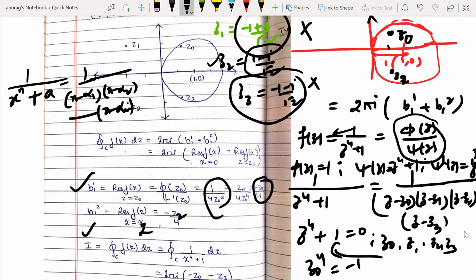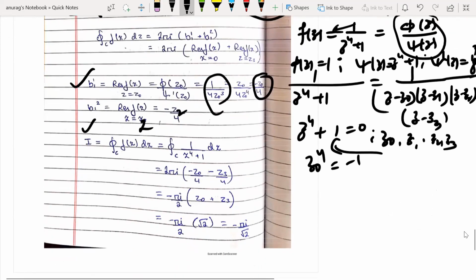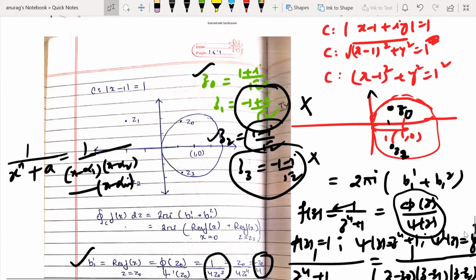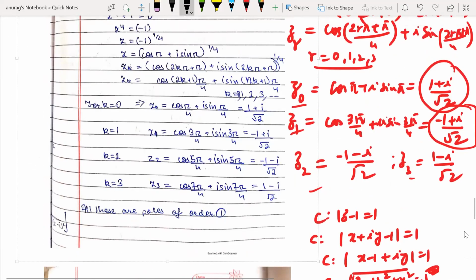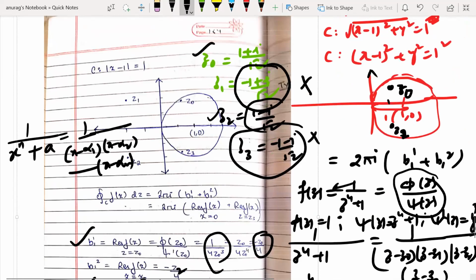Are you taking z2? Yeah, z2, 1 minus i. I think he used another notation. I am taking, you can see, which you are assuming z0, z1, z2, z3. I think he has taken z3 like this, and I have taken z3 this and z2 this. It depends on which notation you want to use. That's not a problem. Only you have to find the value of the residue.